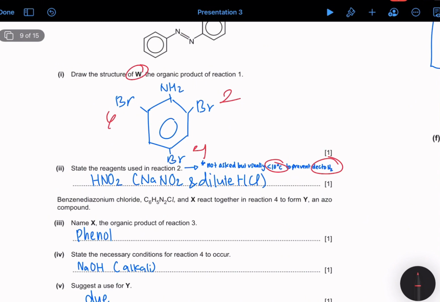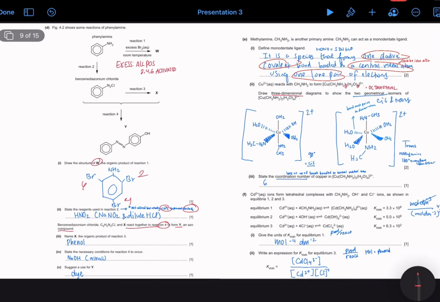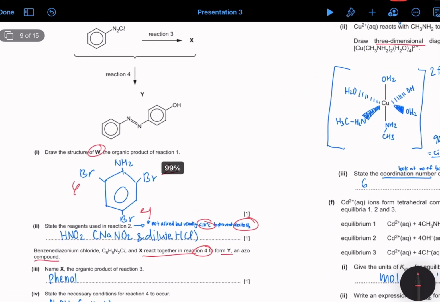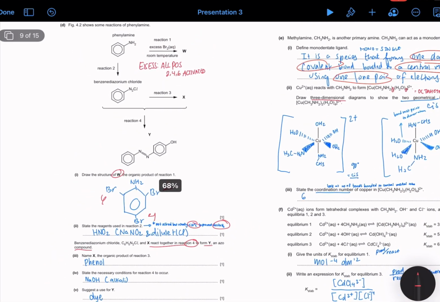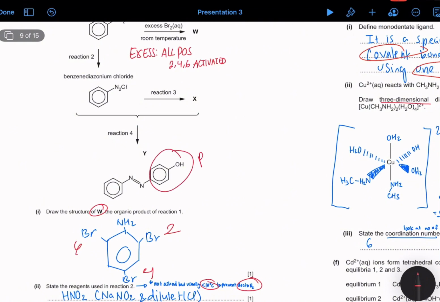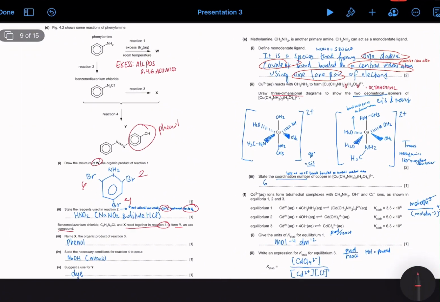Alright, benzene diazonium chloride, C6H5N2Cl, and X react together in reaction 4 to form Y, an azo compound. Name X, the organic product of reaction 3. So the organic product would be phenol, because as you can see here, this is phenol. So yeah, X is likely to be phenol. Then state the necessary conditions for reaction 4 to occur. Again, this one is fairly simple: NaOH, in the presence of an alkali. And suggest a use for Y. So Y is your azo compound, and all azo compounds can be used as dyes.